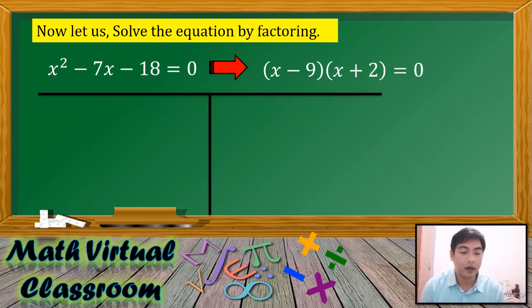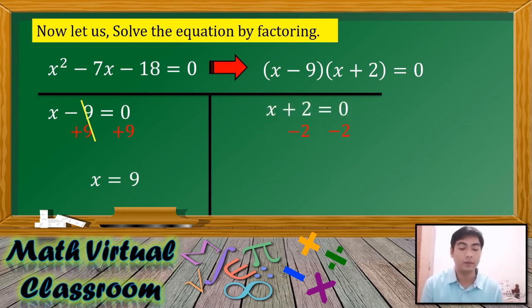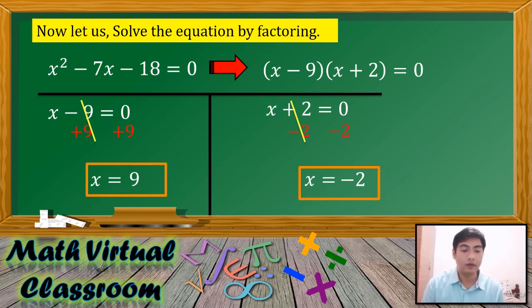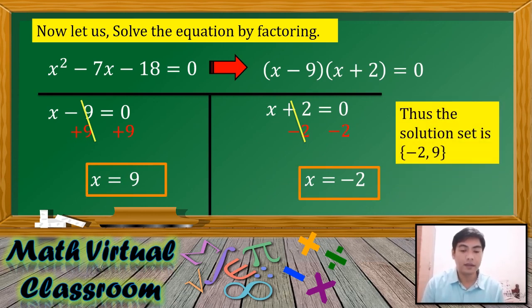Now, by zero factor property, let us solve for x. x minus 9 equals 0. Let us add 9 to both sides of the equation. That would be 0. x now is equal to 0 plus 9 is 9. Now let us have x plus 2 equals 0. Now we should add negative 2 on both sides of the equation. That would be 0. x now is equal to 0 plus negative 2 is negative 2. Thus, the solution set is negative 2 and 9.